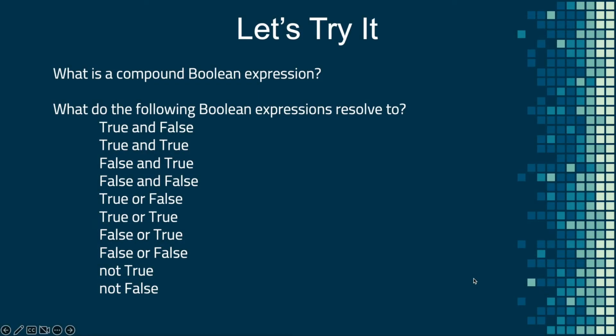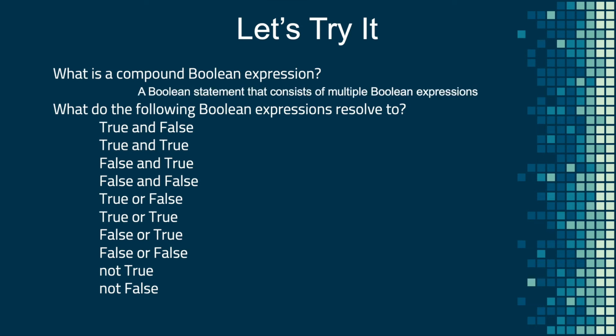All right, so let's try this a little bit more. Let's ask the question, what is a compound Boolean expression? So remember, a Boolean expression is what we give to a standard if statement, and that's what we used before, which is just two values that are compared via some kind of relational operator. A compound Boolean expression is a Boolean statement that consists of multiple Boolean expressions combined using logical operators.